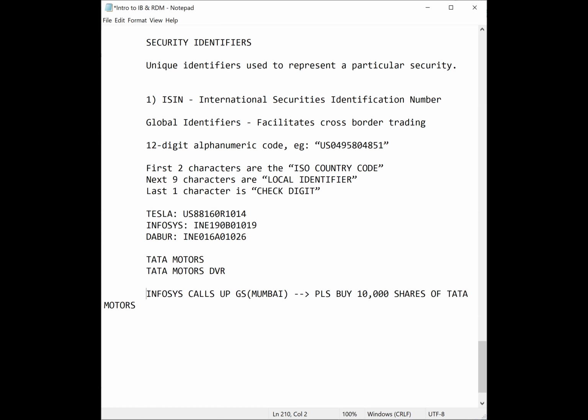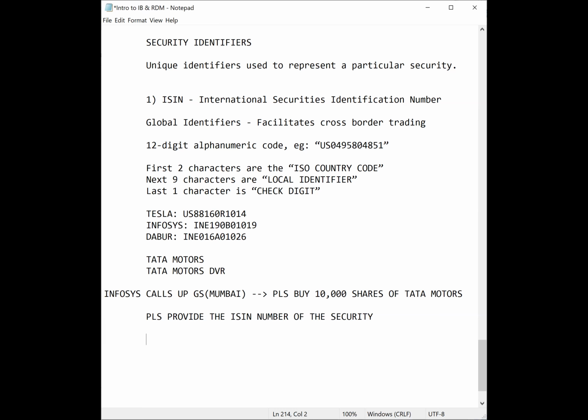Do you know what will GS Mumbai say? What do you think? What will the investment bank say? Which one of the two you want to buy? Yeah, it will ask the client, please provide the ISIN number of the security you want to buy.